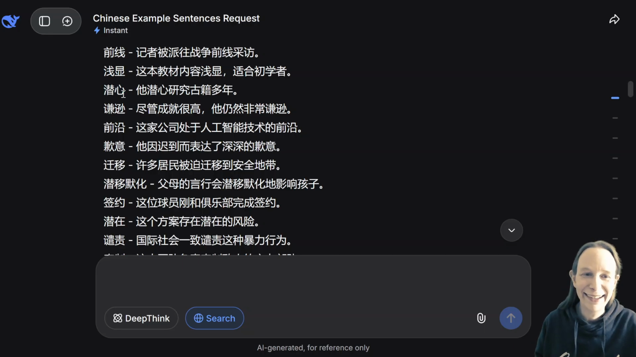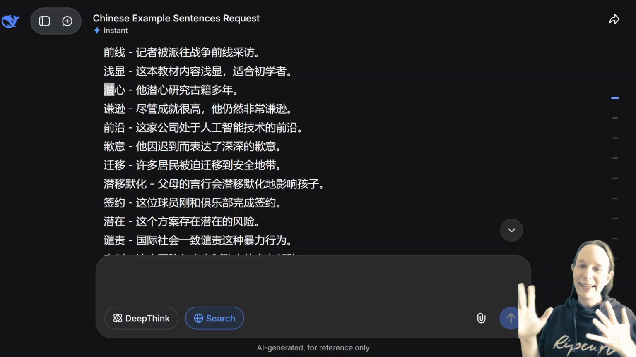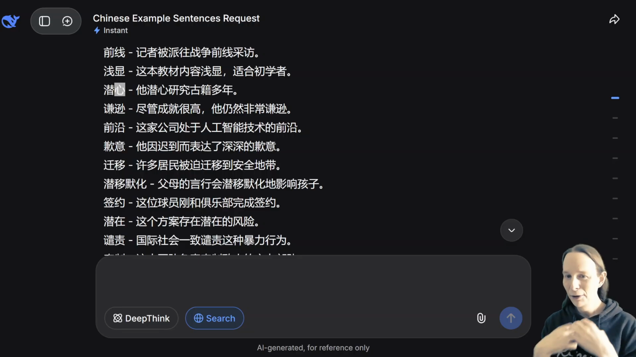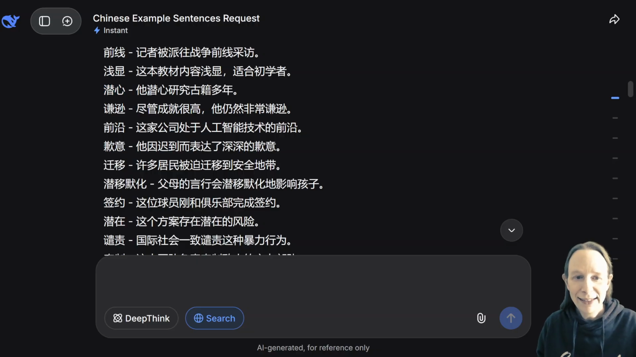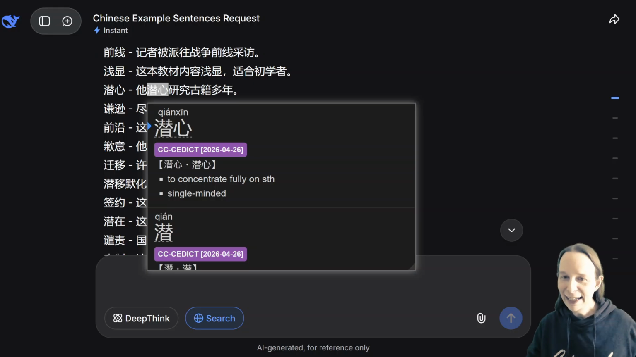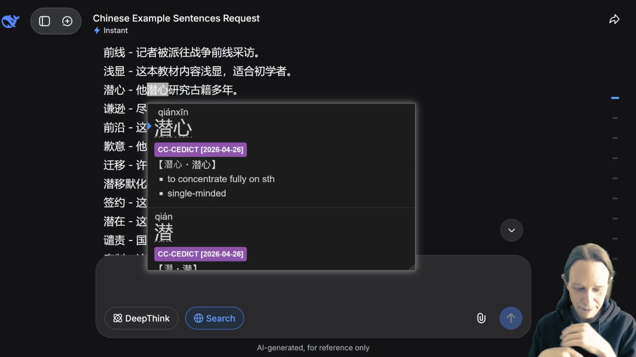浅显. I got nothing. You know what I know. 潜 is kind of hidden, unrealized, or submerged, something like this. 心 is heart. 心 can refer to something like your intentions or your motives. So I'm expecting this to be some sort of hidden motives or something like this. 他潜心研究古籍多年. No, I am completely wrong. That is unexpected. Unexpected definition of the word. 潜心. What does the dictionary say?